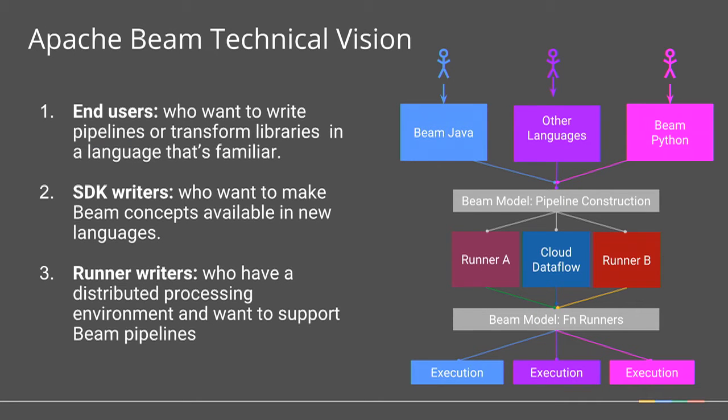So what's our technical vision? With PIM, we hope to address the needs of 3 users. The first one are end users who want to write pipelines or transform libraries, I/O connectors in the language that they're familiar with. They actually want to solve the problems, and they're going to write the PIM job to do it.